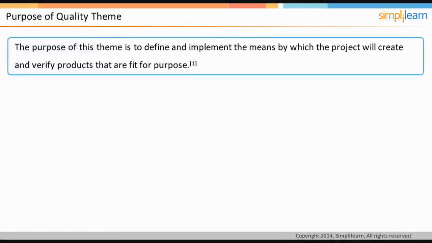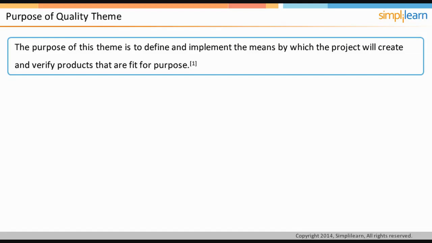Every project produces a unique product or service. The goal is to generate a product as per the user's requirements. A check should always be carried out to find out whether the product satisfies the acceptance criteria or not. The purpose of this theme is to define and implement the means by which the project will create and verify products that are fit for purpose.